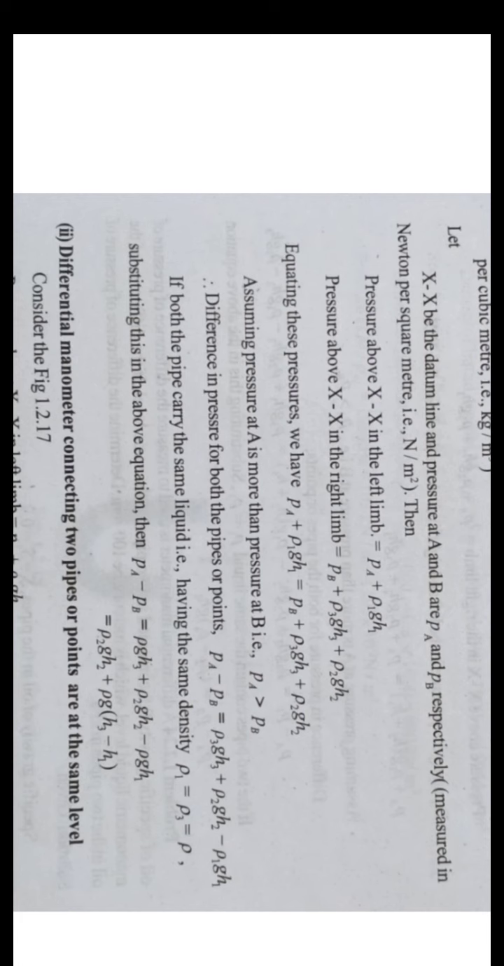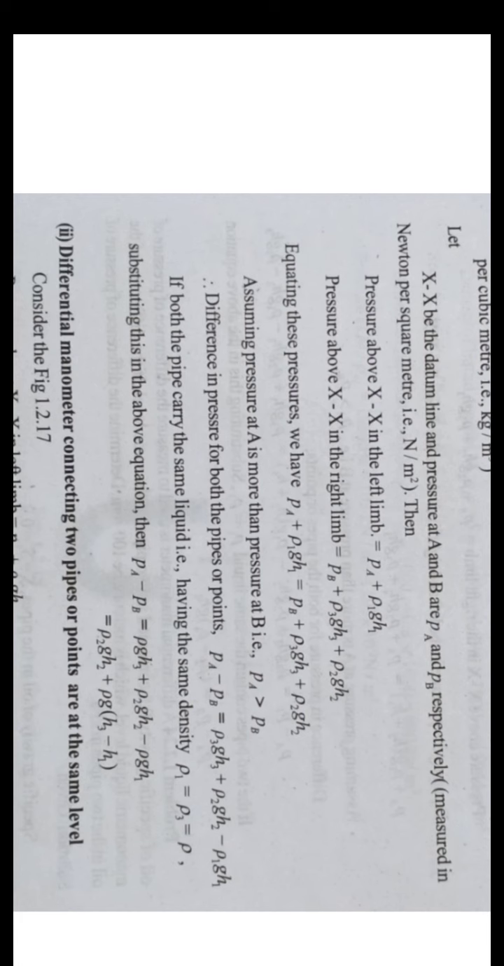So the difference in pressure for both pipes or points. If it is the same pipe, we can say points; for different pipes, we can say pipes. Okay, PA minus PB. We have brought the PB to the left side and rho 1 GH1 to the right side. So PA minus PB is equal to rho 3 GH3 plus rho 2 GH2 minus rho 1 GH1. That first one is the general condition: two pipes, two levels, two different liquids.